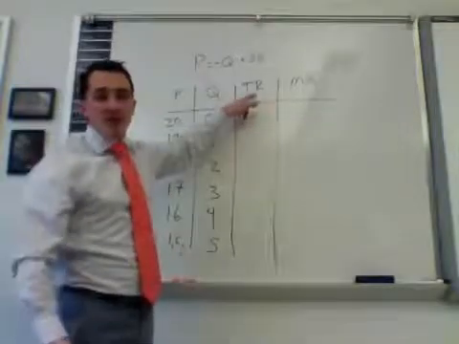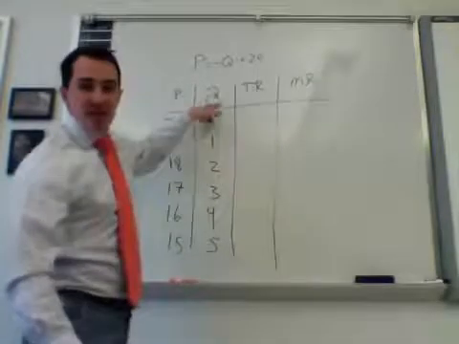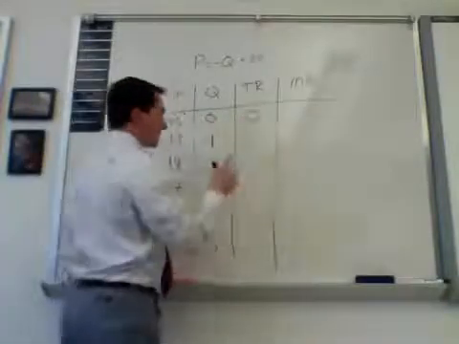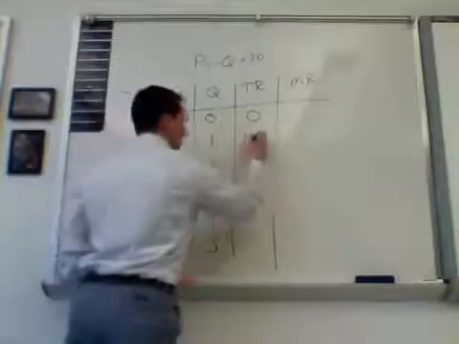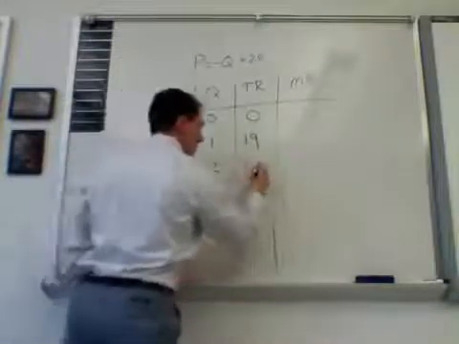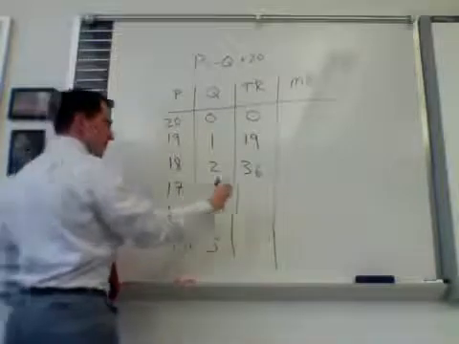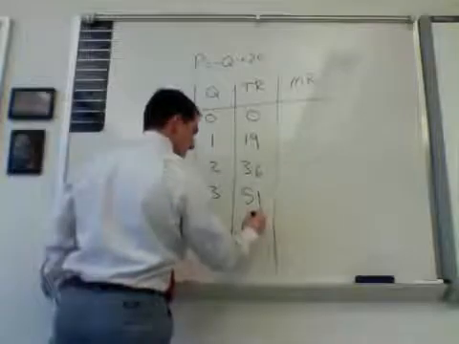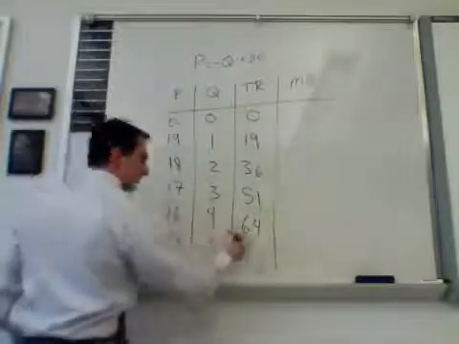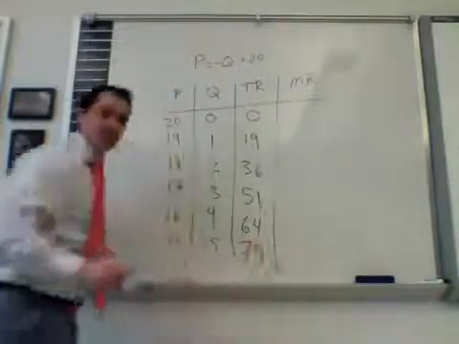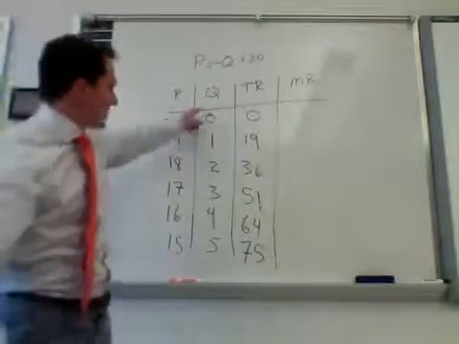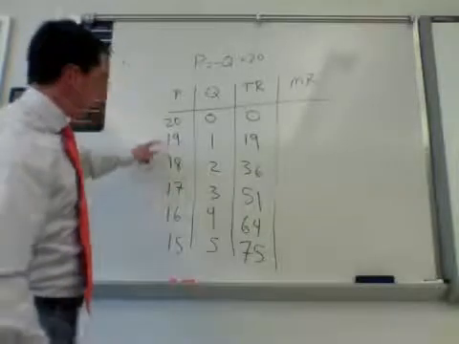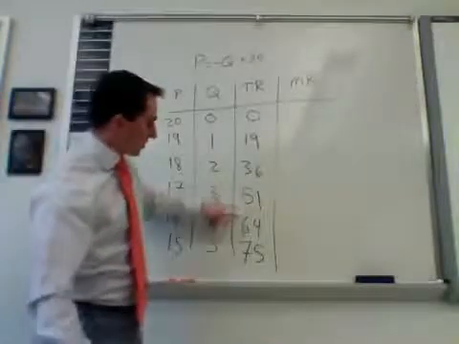Total revenue. We know that total revenue is price times quantity. So I'm just going to multiply these cells together. 20 times 0 is 0. 19 times 1, 18 times 2, 17 times 3, 16 times 4, and 15 times 5. So you can see that as the company sells more, even though the price goes down, the total revenue is increasing.